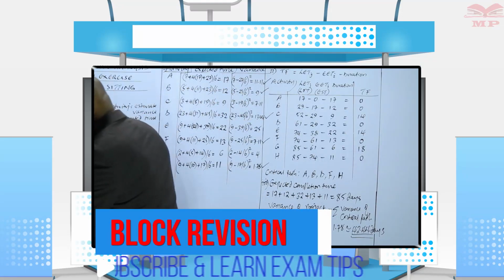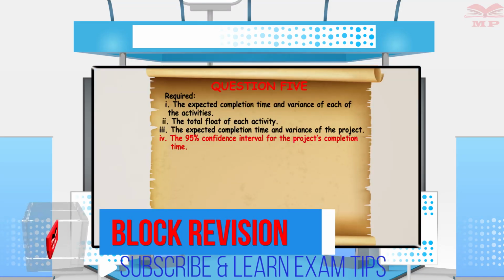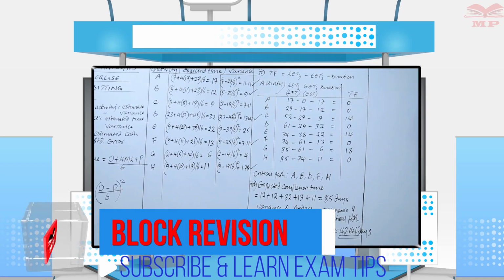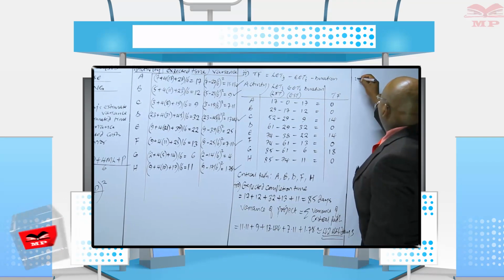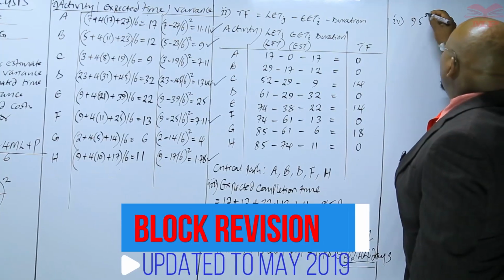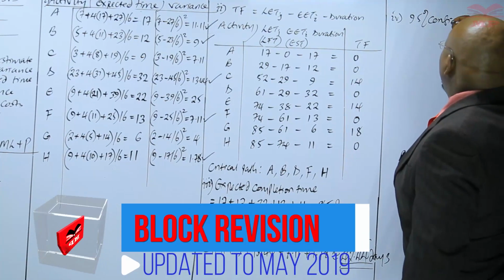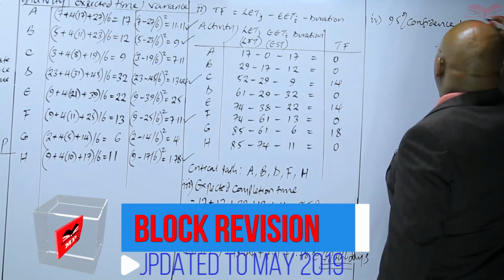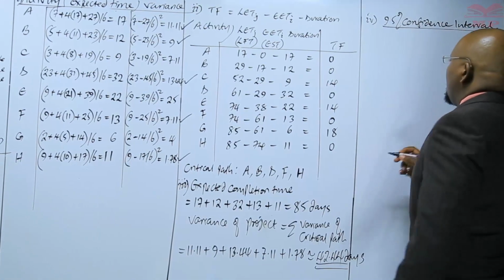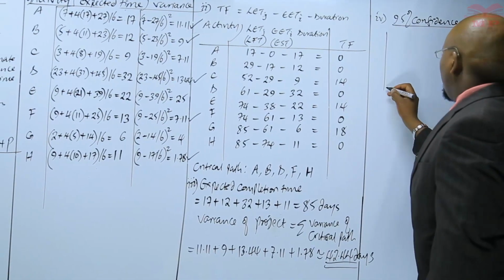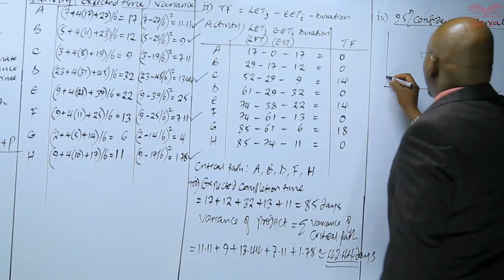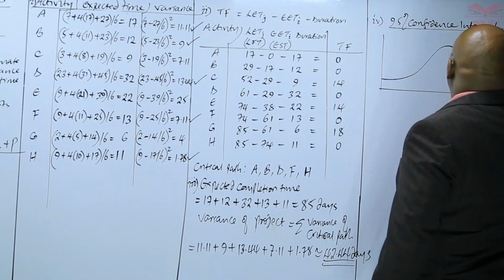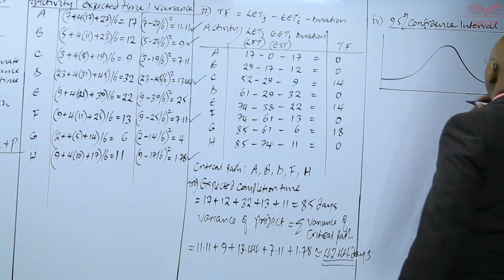Then Roman 4, we are asked the 95% confidence interval for the project's completion time. 95% confidence interval is Roman 4. If I was to draw the normal distribution for this project, then this is how it will be.